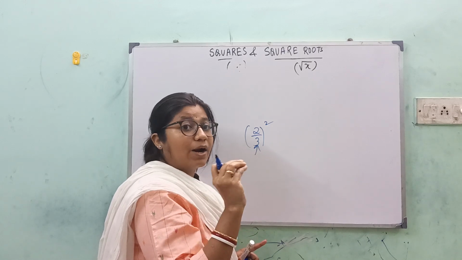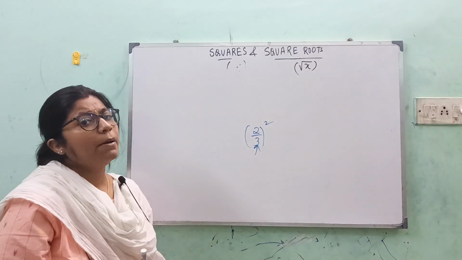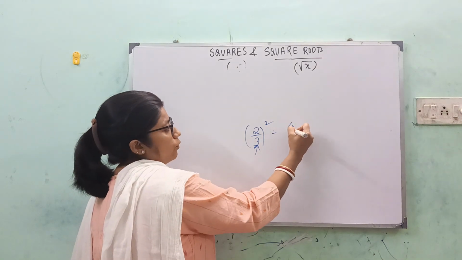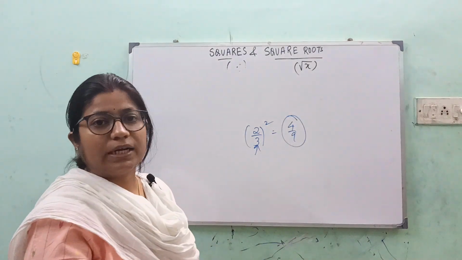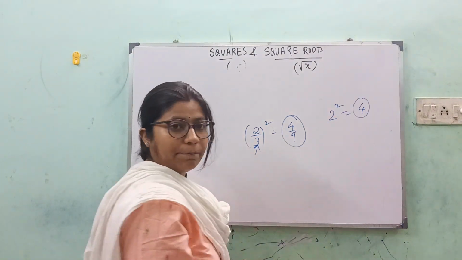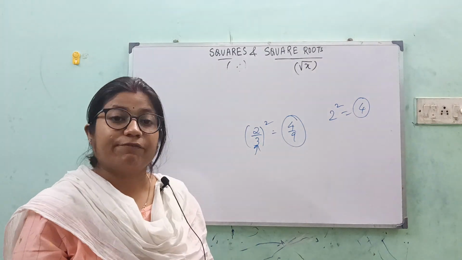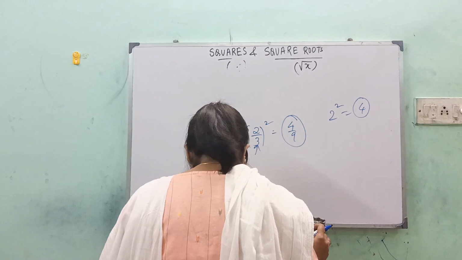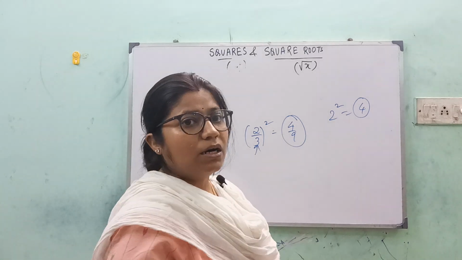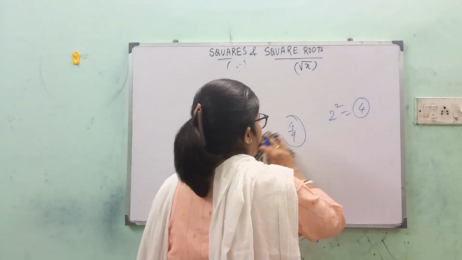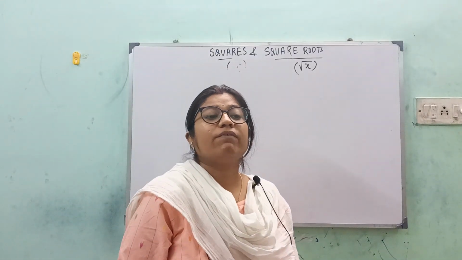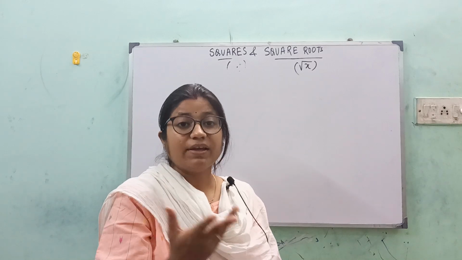So perfect squares are always natural numbers, but square of a number may not always be a natural number. Say for an example, 2 by 3 squared is 4 by 9. So 4 by 9 is not a natural number, but it is the square of a number. But if I say 2 square, which is 4, so 4 is a natural number. So here this number is a perfect square or a square number. So a perfect square always has to be a natural number, whereas the square of a number need not be a natural number only. Alright.